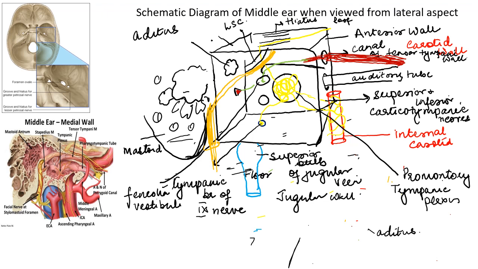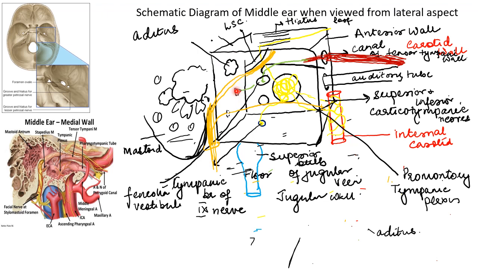And from the facial nerve arising and entering into the middle ear through this posterior canaliculus would be the chorda tympani nerve, which will run from here through the middle ear cavity and exit out through the anterior wall, where we have the anterior canaliculus. So in the posterior wall, the structures which are present are, number 1, the aditus.